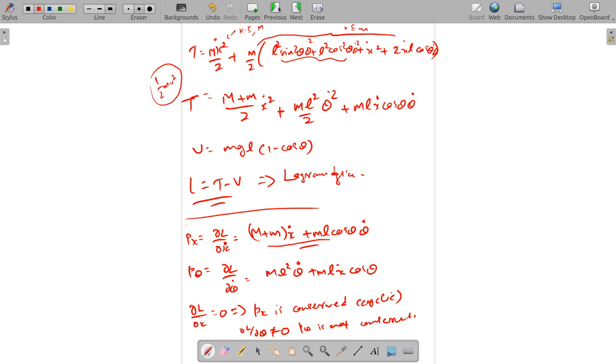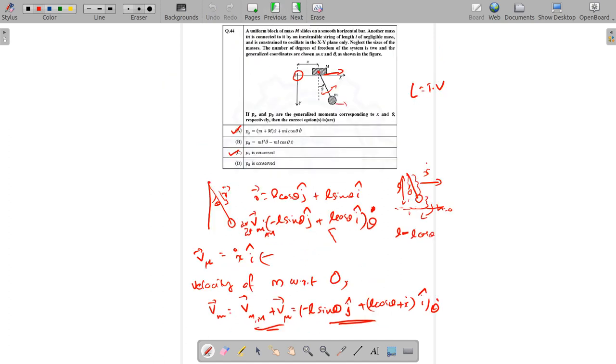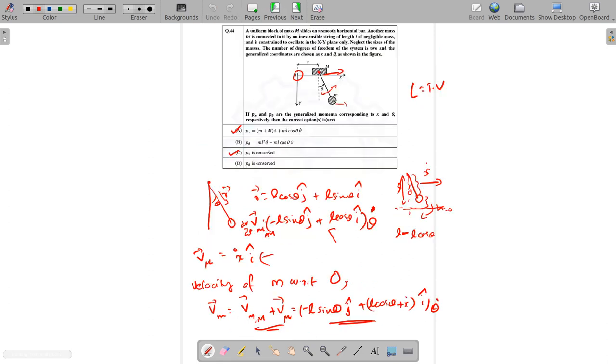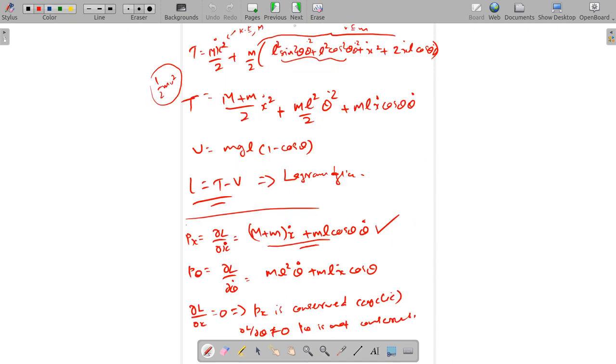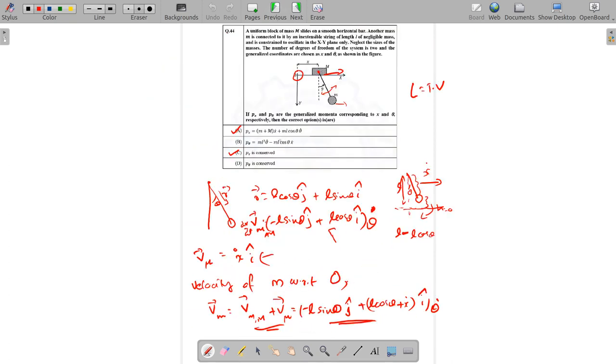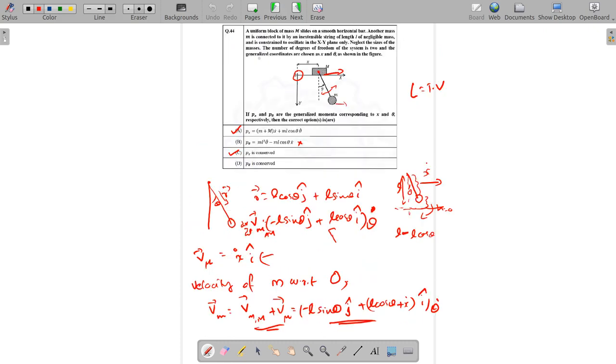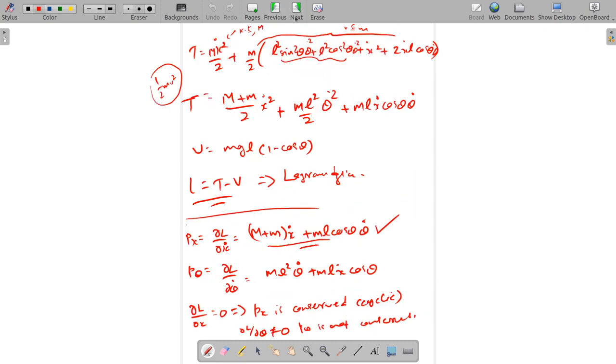Okay, now let's look. So the first one, Px is basically m plus m x dot plus ml cos theta dot, which is what we obtained. This is true. And P theta is basically ml square theta dot is there, but the second term is not ml cos theta x dot, which is what we are getting, but instead of plus sign they have a minus sign. So that's why it's wrong.